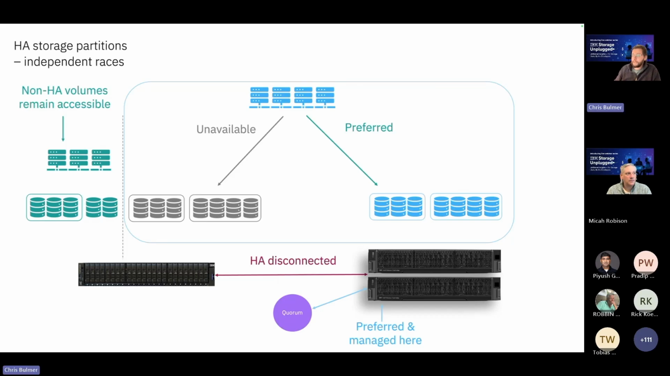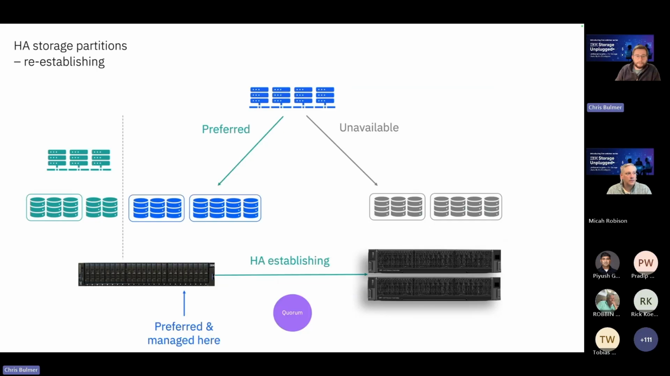When the link reconnects, everything is automatic. And if there are no other errors, then HA will start re-establishing automatically. So rolling forward any configuration changes that were made on either system while HA was disconnected, as well as doing an incremental resynchronization of any data that was changed while disconnected. We will never do a full synchronization unless there's no baseline image to replicate across.